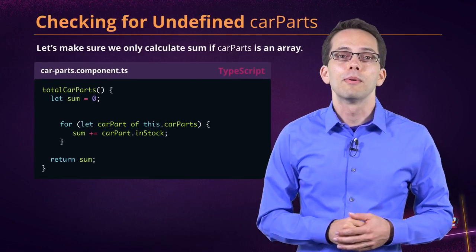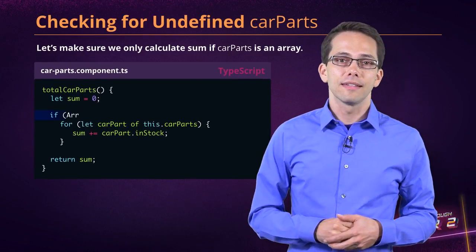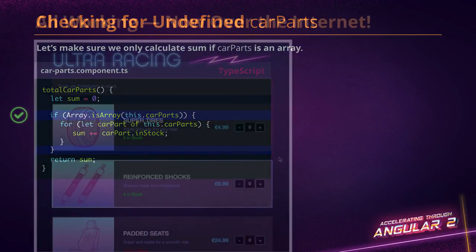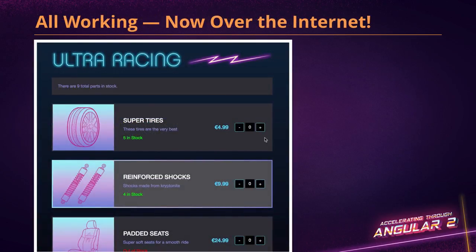One way to solve this problem is to use the array's isArray function to make sure this.carParts is an array before we try to loop over it. Now if we jump back into our browser, we can see that we can now increment and decrement our different car parts, all loaded across the internet.